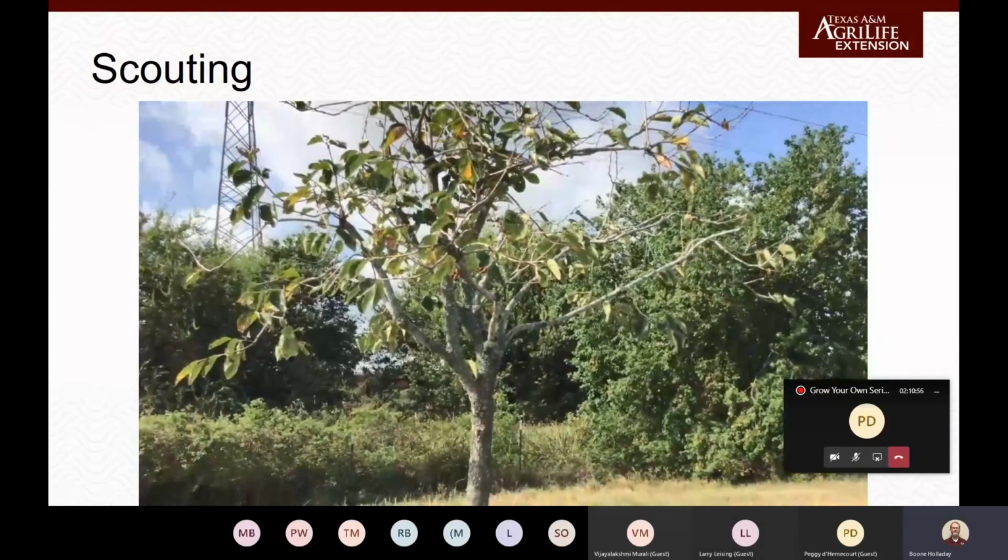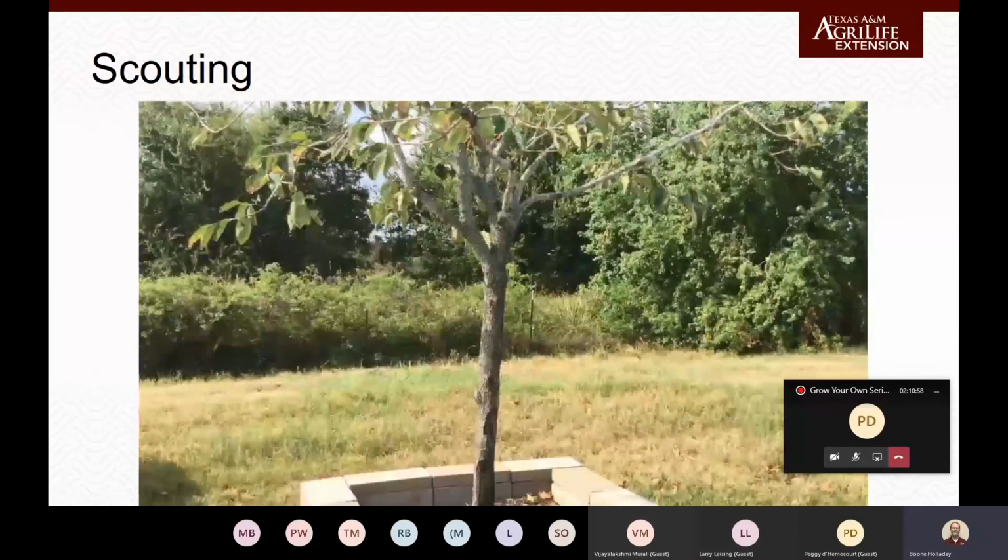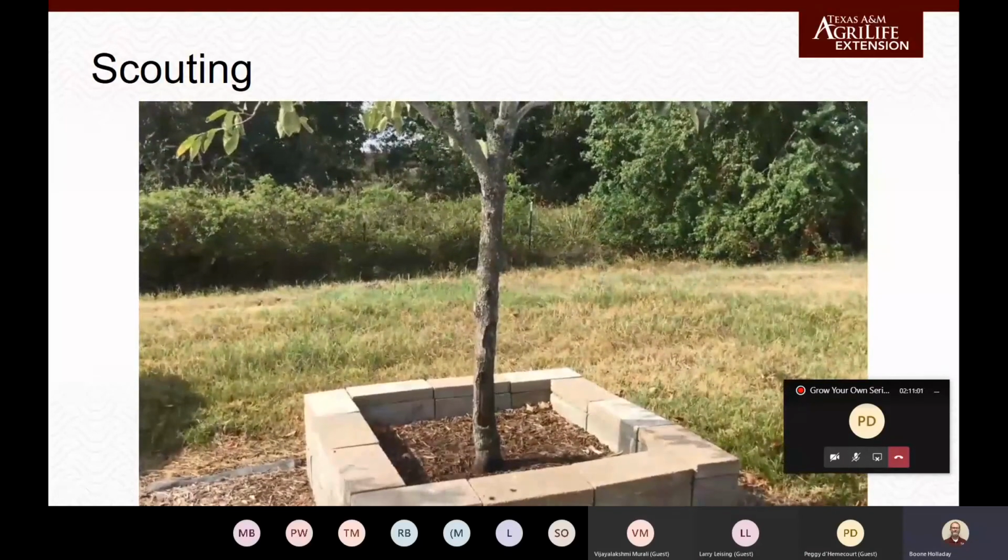I'm all by myself here, so I'm trying my best to get the right shot.